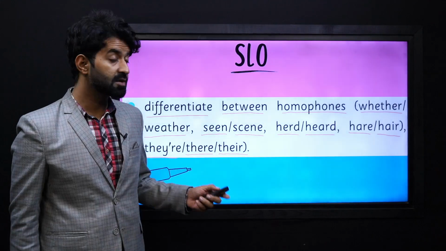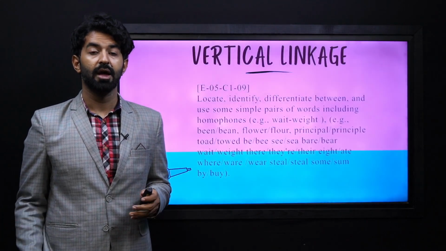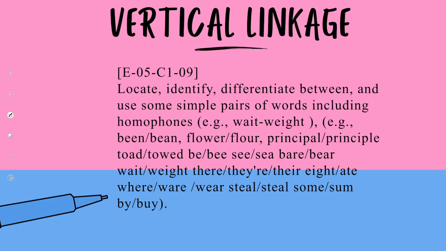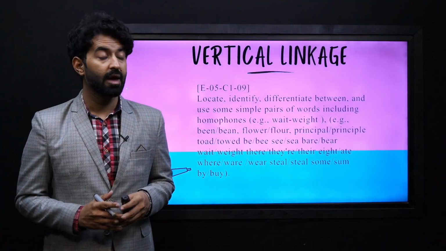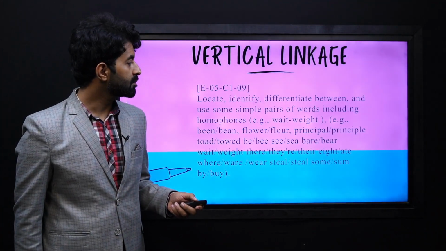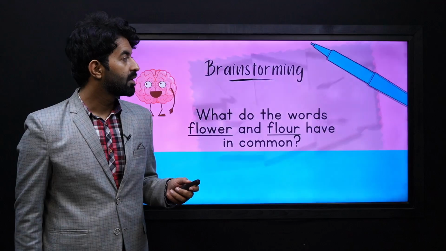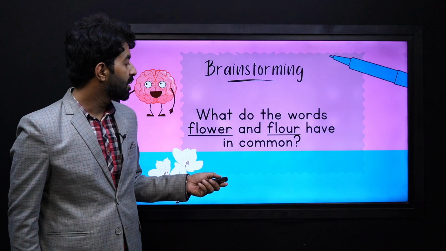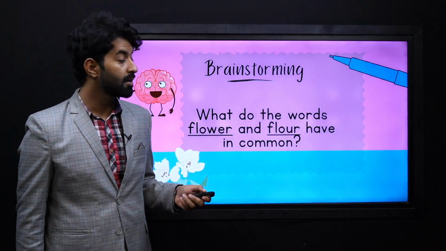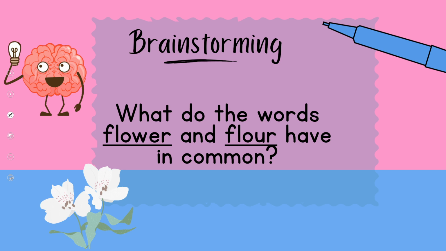Now we are going to learn more about homophones so that you can easily identify and spot one if you come across it. This is our students' learning outcome, and this is our vertical linkage of the SLO with the previous grade that you have already studied and you remember most of it. Now, let's talk about a very interesting brainstorming question. Pay attention, and the question is, what do the words flower and flour have in common?